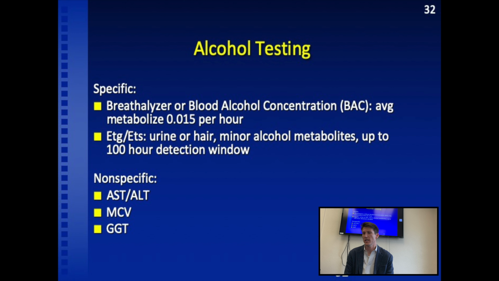We talked about ETG, ETS. There are also more non-specific tests that you can get on standard liver panels. AST, ALT will show inflammation, at least in early stage drinkers. That can be helpful, but it's non-specific. Other things can cause it. MCV is more often late stage drinkers, and when you see an MCV above 100, that can be suggestive of chronic alcoholism. And GGT is also pretty quick, inexpensive, and is most useful for monitoring over time.